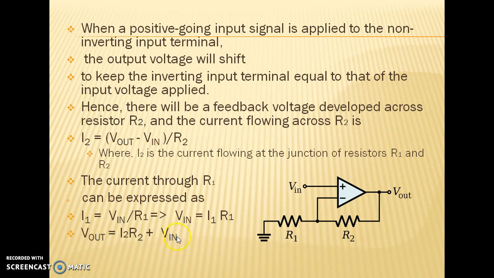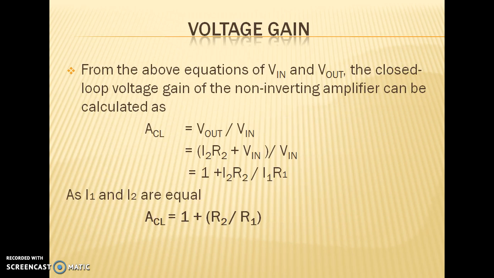Hence we can say that V input is I1 times R1, and V output is I2 times R2 plus V input. Once we have obtained the expressions for output voltage and input voltage, we can write down the closed loop voltage gain of the non-inverting amplifier as the ratio of V out to V in. Just putting in the expressions for V out and V in, we obtain that the closed loop gain ACL is 1 plus R2 upon R1. This happens because I2 and I1 are the same.